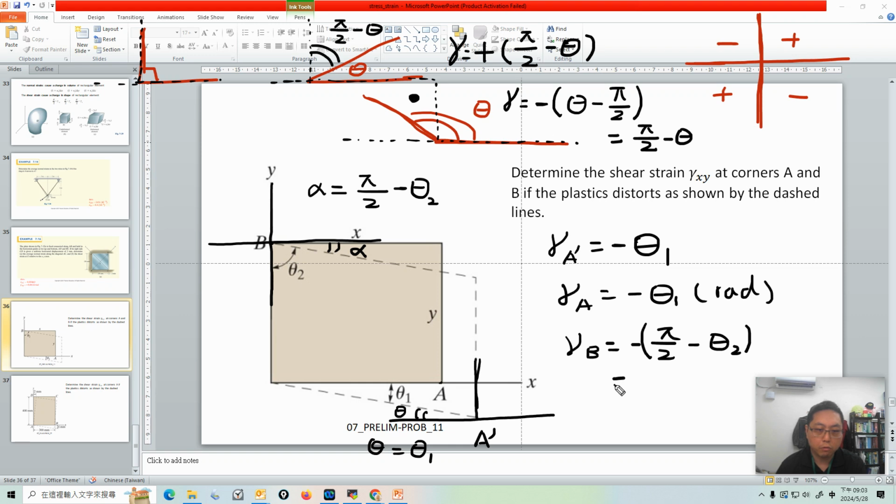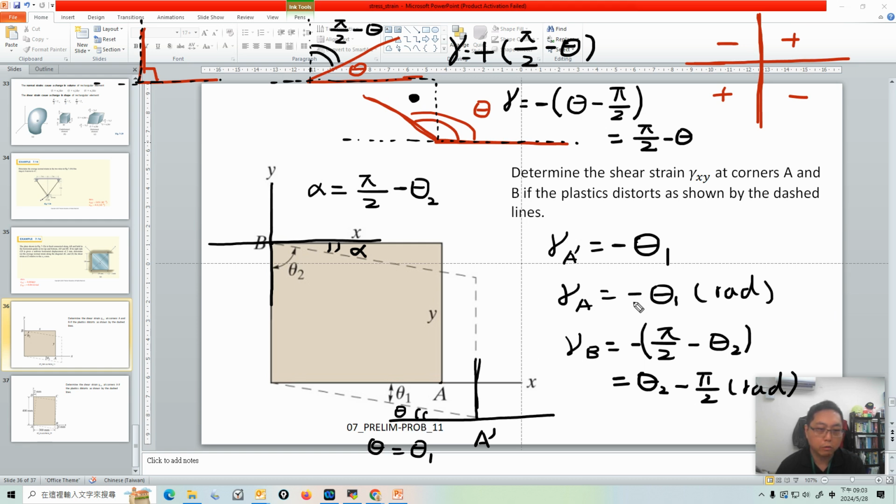So after all, you will get theta 2 minus pi over 2, and the unit is radian. Use this quadrant rule to determine the positive and negative shear strain. It's in the second quadrant. This angle change is in the second quadrant.